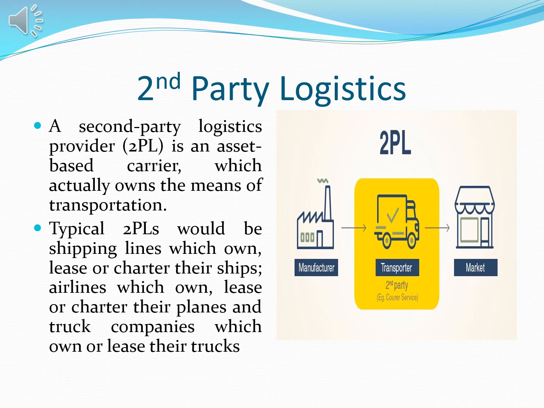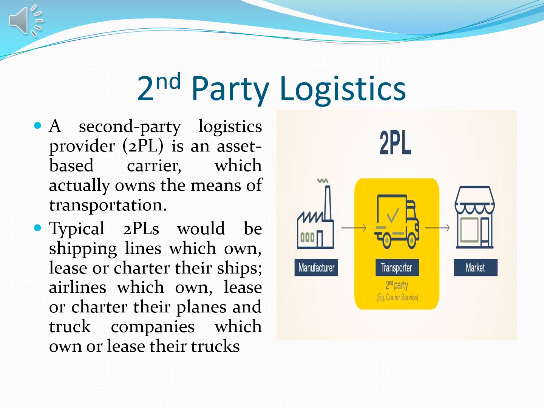Then there is second-party logistics. A second-party logistics provider is an asset-based carrier which actually owns the means of transportation. Typical second-party logistics providers would be shipping lines, which own, lease or charter their ships, airlines, which own, lease or charter their planes, and trucking companies, which own or lease their trucks. So this is the second layer of logistics.